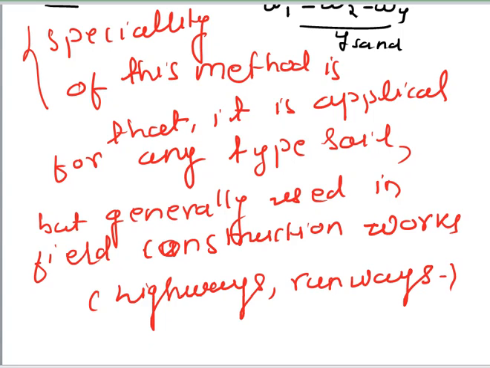Well, now here we finish the unit weight index property completely. We have seen all four methods. If I recall, the first method was the core cutter method, the second was the water replacement method, the third was the submerged mass density method, and this is the fourth one which we have discussed now.